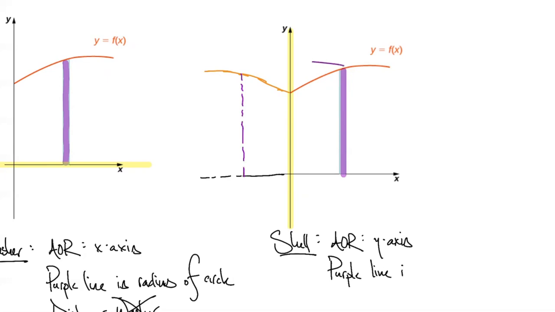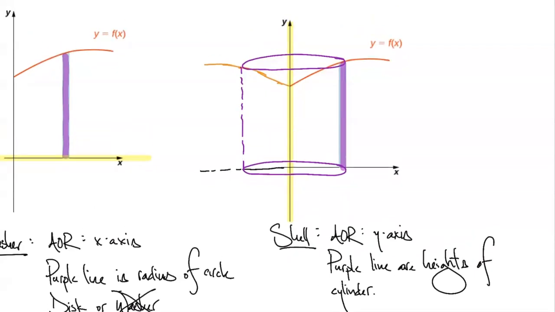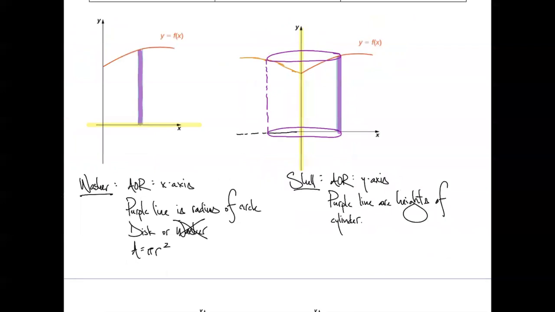And it turns out that these purple lines that we drew do in fact represent the height of a shell, or of a cylinder. So the purple lines are heights of a cylinder, okay? This is different from the washer method, because in the washer method, that purple line was the radius of one slice. Now, that purple line, when we set it up for shell method, actually represents the height of the cylinder.